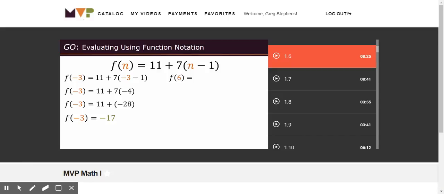In the same manner, replace the n in the rule with 6, then calculate the value of f of 6, or 11 plus 7 times 6 minus 1 equals 11 plus 7 times 5 equals 11 plus 35 equals 46.